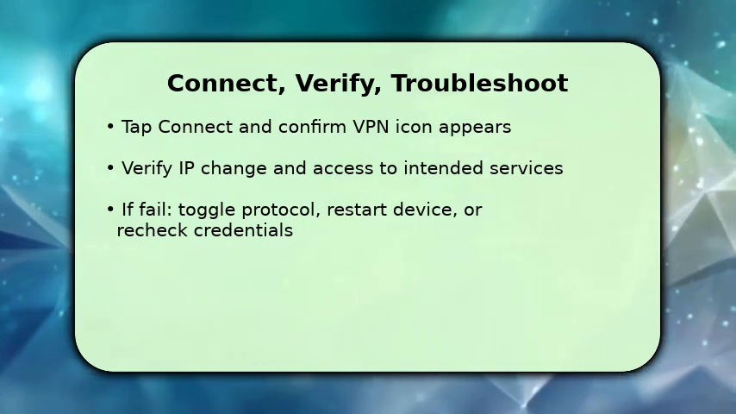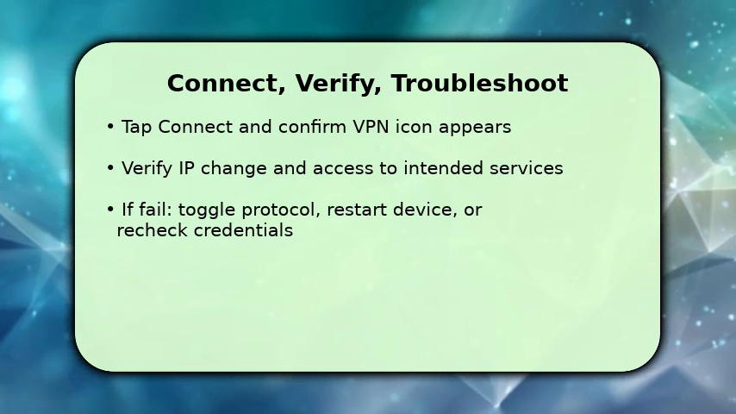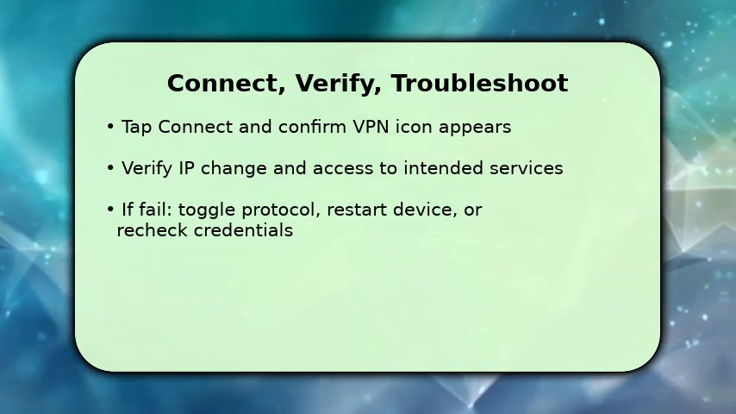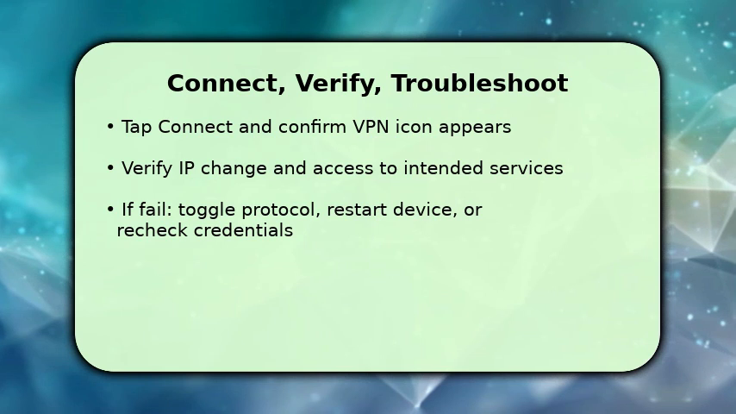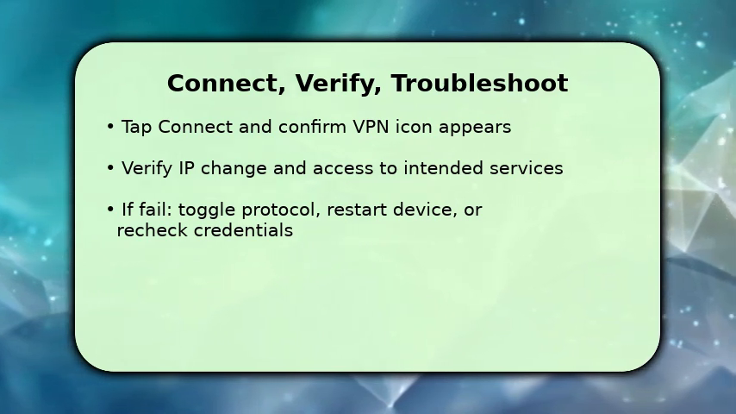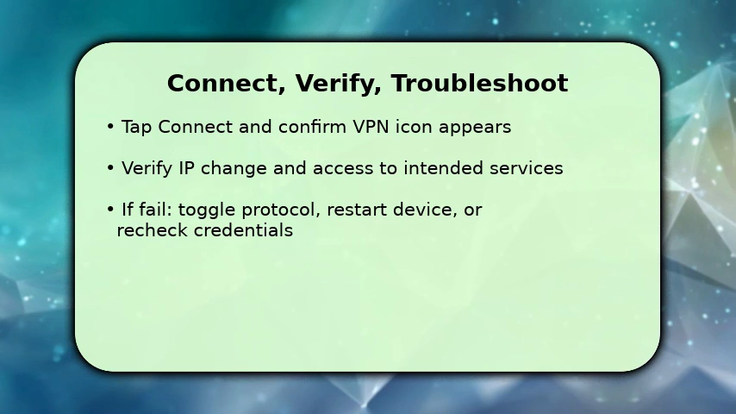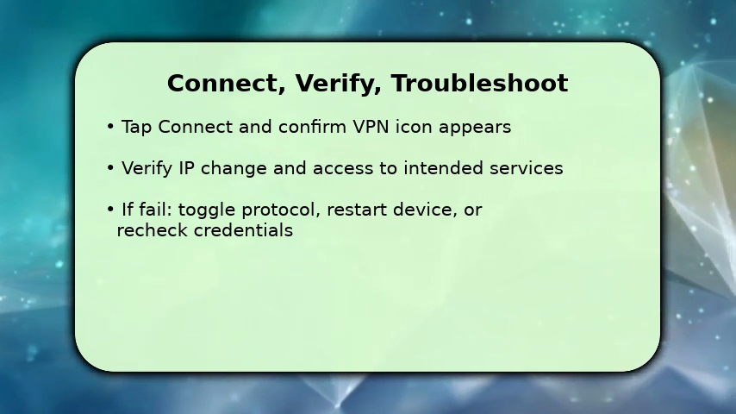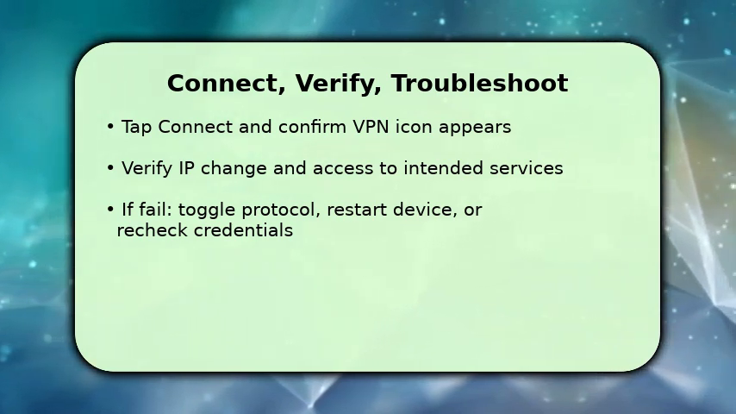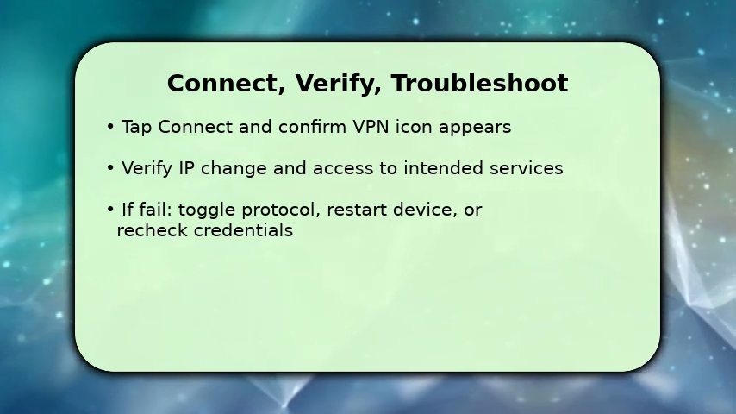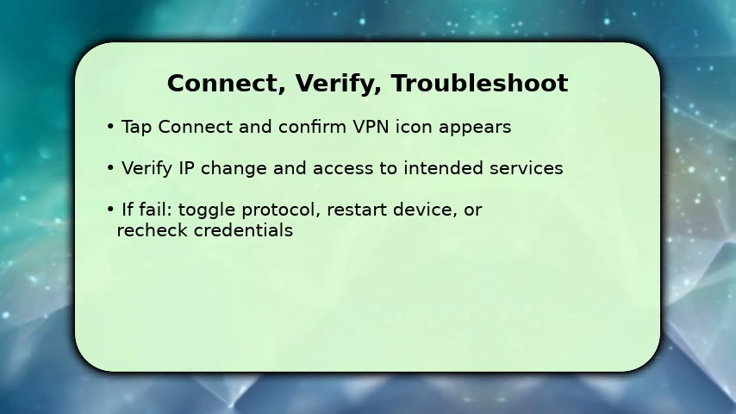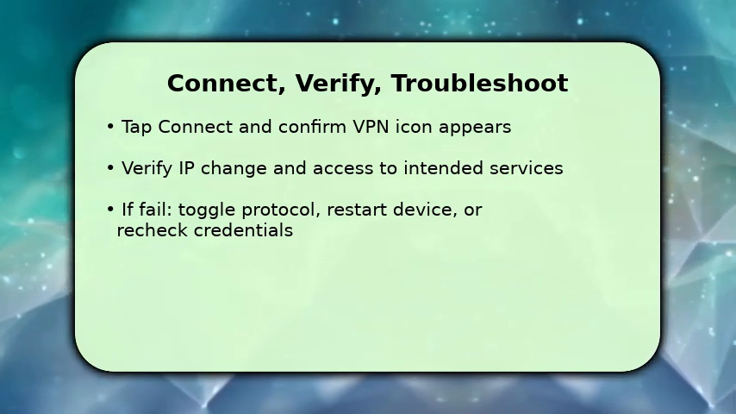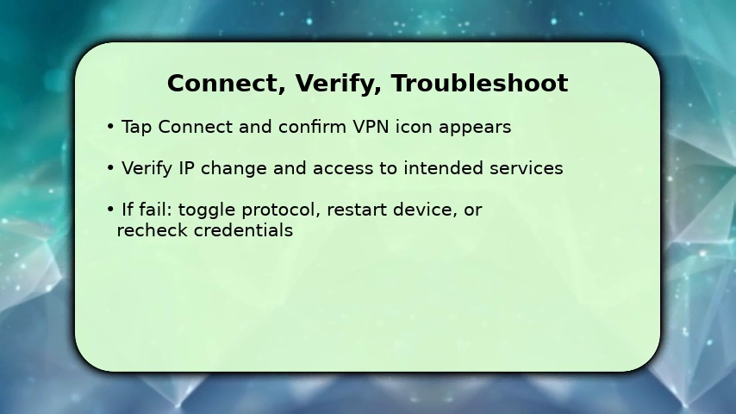Once connected, confirm your IP and location changed using a trusted IP check and open the apps or sites you intended to secure. If you face issues, try a simple restart of the app or device, then switch protocol. Some networks block certain types. Make sure credentials and server address are exact. One key troubleshooting tip: enable logs in the VPN app to identify handshake or DNS errors and share them with support if needed.